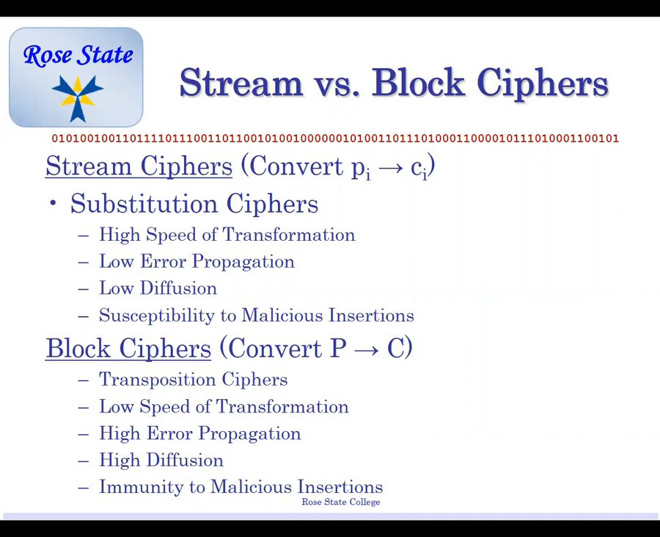Okay? So imagine a block cipher with a 300 baud modem. You would have to wait till you get the entire block before it could encrypt it. Okay? So very low speed of transformation. So I have to receive the entire block, then I can do something with it. So I could potentially be waiting. High error propagation, mess up one character could affect the entire block, or potentially multiple blocks that, you know, they're changed all. High diffusion, it could really screw up all kinds of different things in there, but it is immune to malicious insertion. I mean, someone tries to stick in one letter between blocks, it's not going to work.